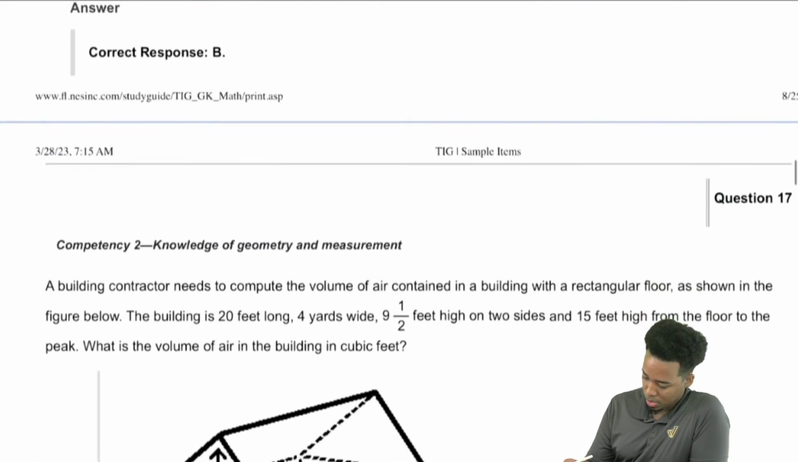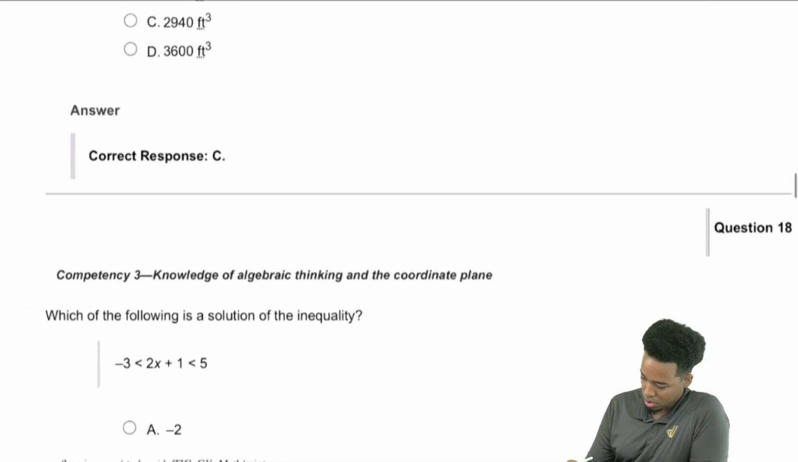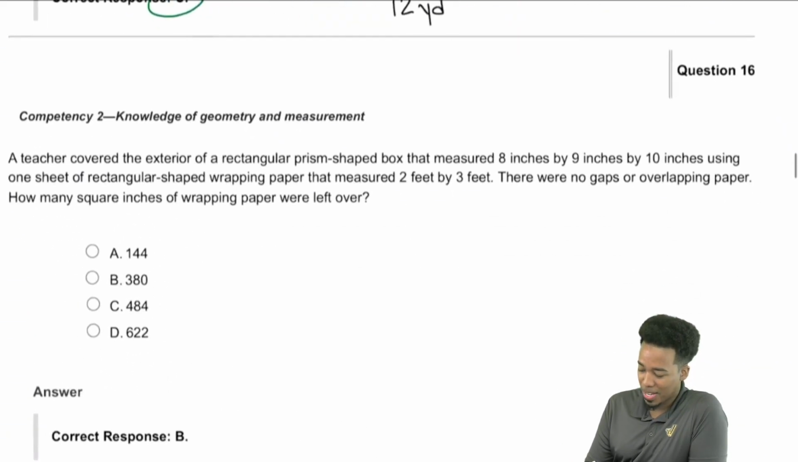So we have this one, 2. Cool. We have 2 more here for competency 2. Let's go ahead and keep having fun.